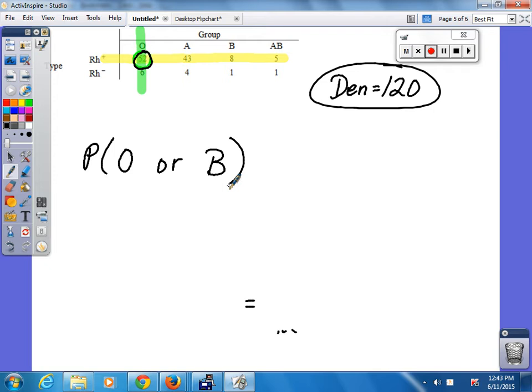All right, so I want to know the probability of O or B. So you find that one. O type or B type. So if it's or, then we have to use additive, and if it's and, then we have to use multiplicative. If it's or, it's additive law. If it's and, it's multiplicative. Simple as that.